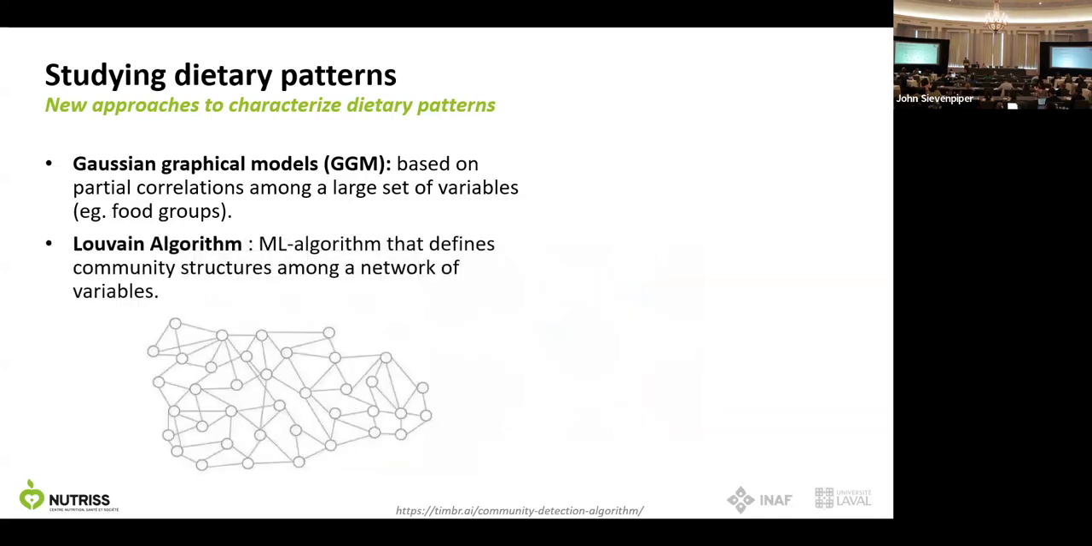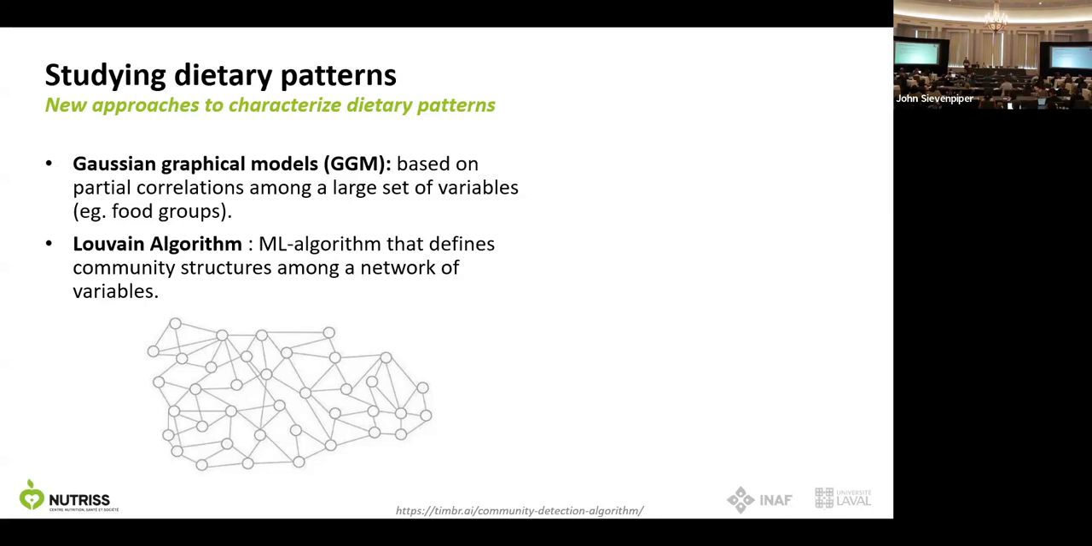You can then use, so this is based really on statistics because it's just correlation, partial correlation. But then you can use other approaches that are machine learning based, where you address the structure of the correlations between the different food groups.